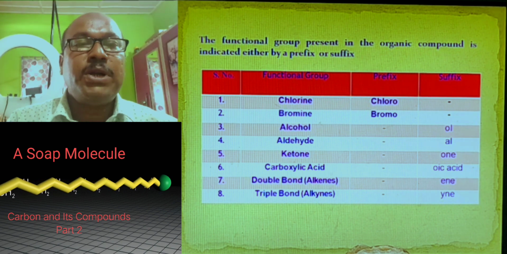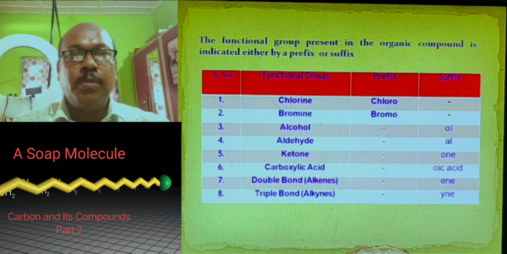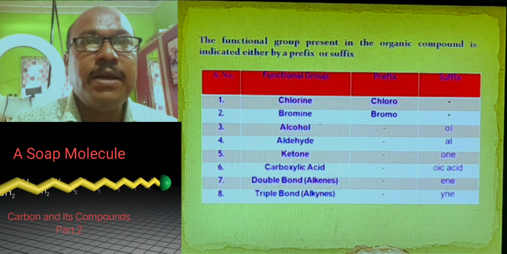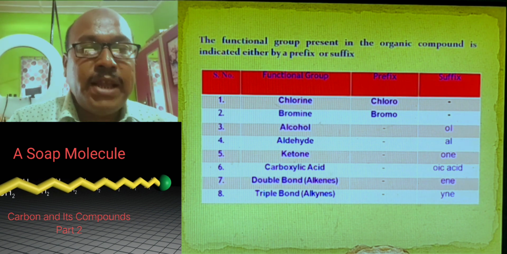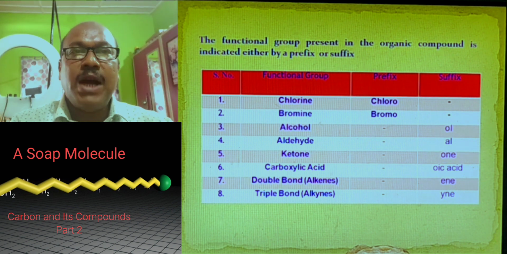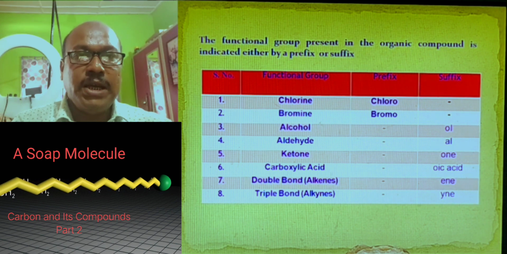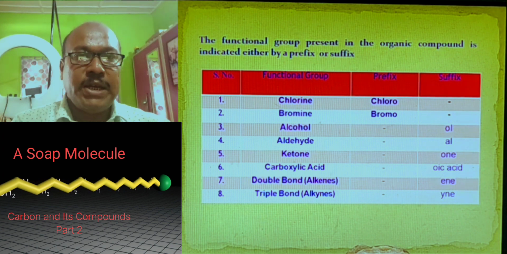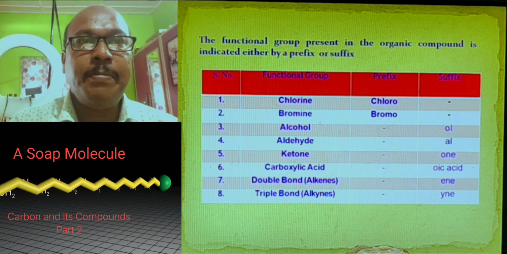If bromine is present, number 2 you can see, then it will be bromo. For example, bromoethane, bromopentane, bromobutane. Apart from chlorine and bromine, if iodine is present, it will be iodomethane, iodoethane, iodopentane. Or if it is fluorine, then it will be fluoro, then fluoromethane, fluoroethane, fluoropropane, fluorobutane, etc.